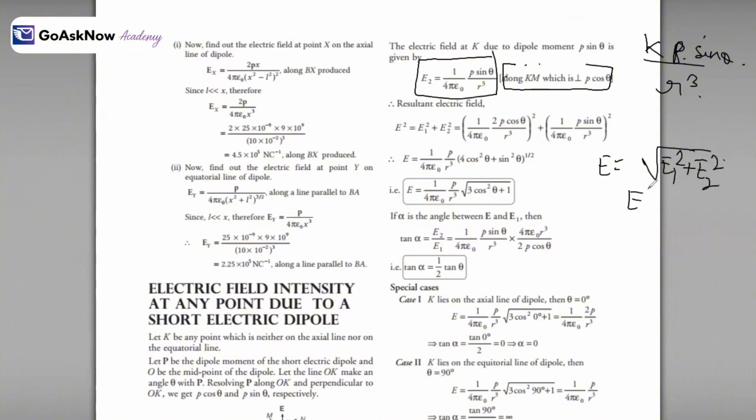And if you square both sides, then E square will be E1 square plus E2 square. That is given here. E square is equal to E1 square plus E2 square is the final result for your resultant electric field. After squaring both the components, you will get the calculation like this. If you take the first component and the second component, and you square and add them, you will get k into p by r cube into 4 cos square theta plus sin square theta to the power half. How has this formula come?